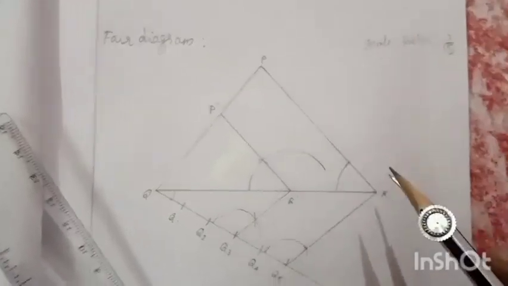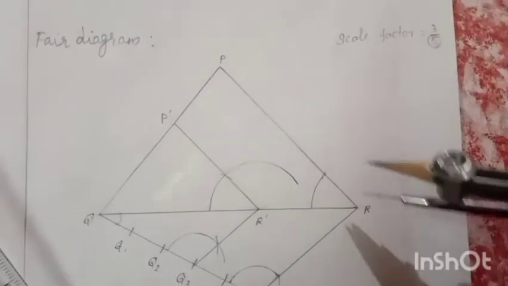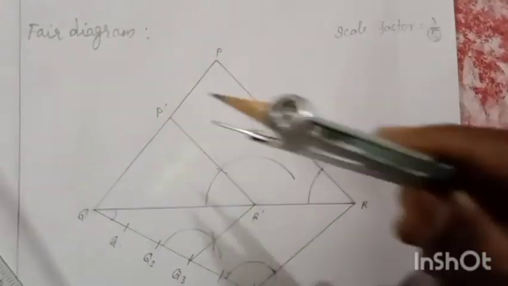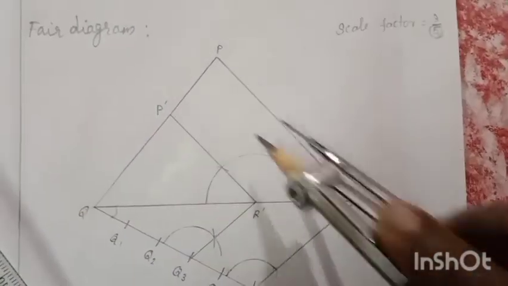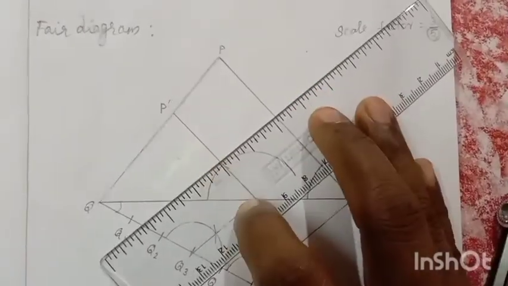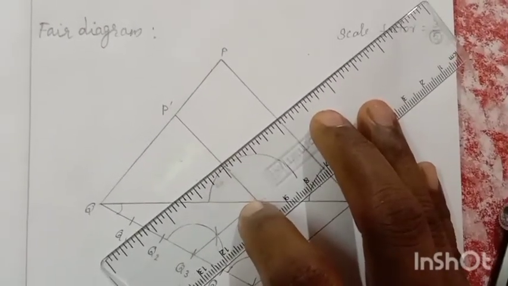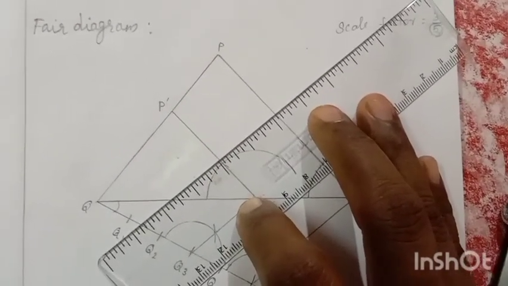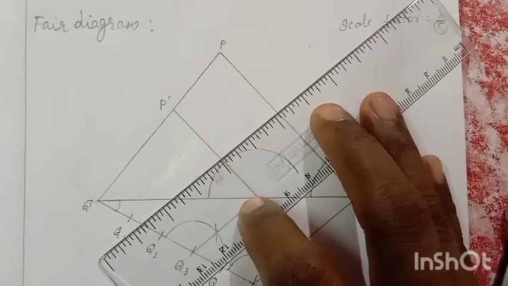Now you have to check whether PR and P dash R dash are parallel. How do you check this? The distance between these two line segments is equal. You have to check this measurement. Okay, students.